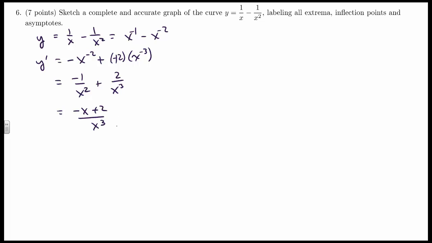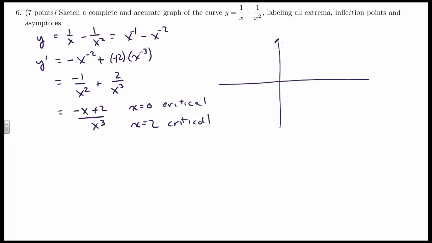Now I want that because I want to see that x equals 0 is critical. But of course we know that since this function is not defined there, something special is going on there. And then also at x equal 2, there's a critical value because the derivative is equal to 0. So let's think about what's going on there.